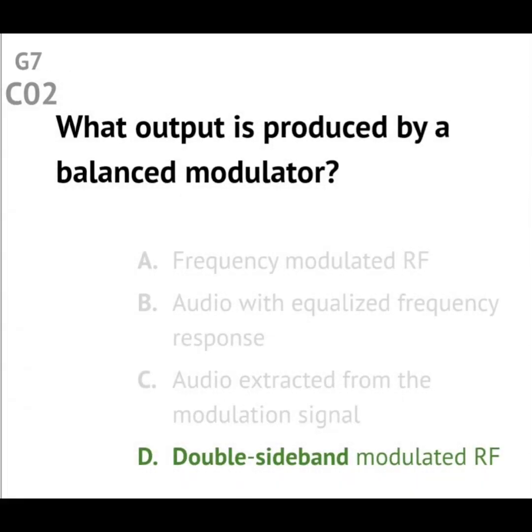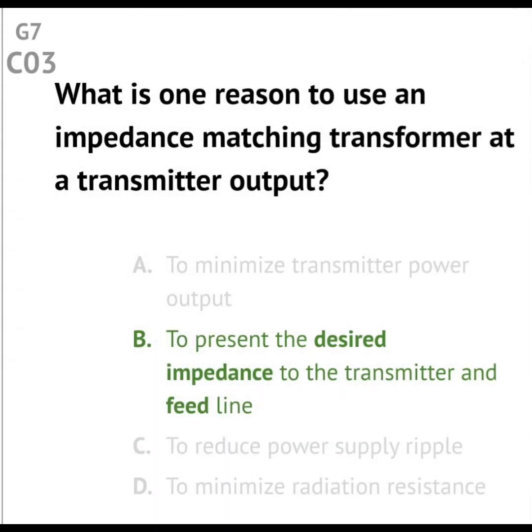Question G7C02. What output is produced by a balanced modulator? Answer: double sideband modulated RF. Question G7C03. What is one reason to use an impedance matching transformer at a transmitter output? Answer: to present the desired impedance to the transmitter and feed line.